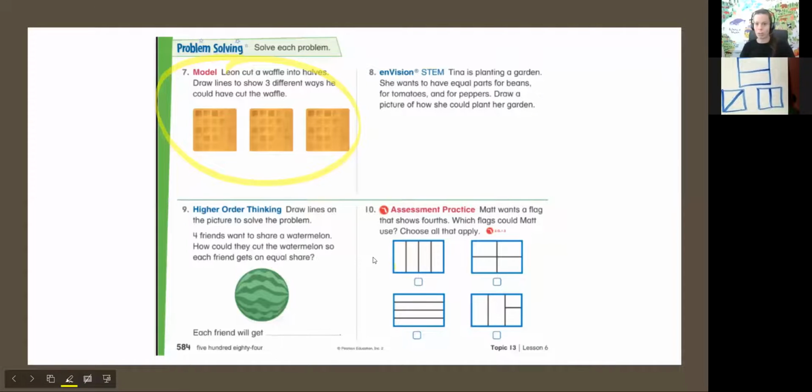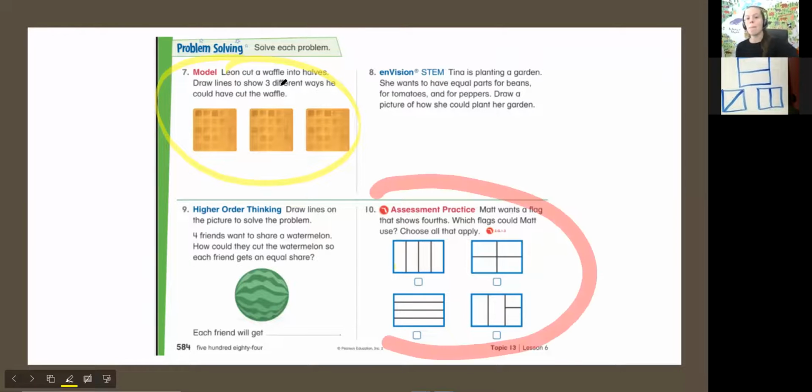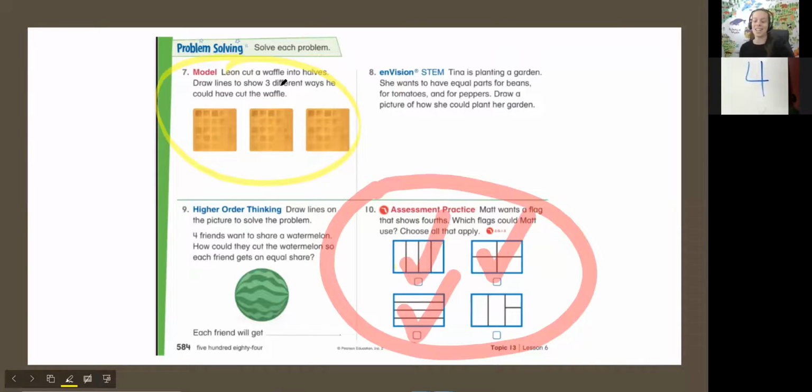All right, so let's take a look at some more problems here. I want you to pay attention to this one. This one I find very important. Okay? Matt wants a flag that shows fourths. Which flags could Matt use? Choose all that apply. Which ones show fourths? So 4 equal parts. This one, this one, and this one.